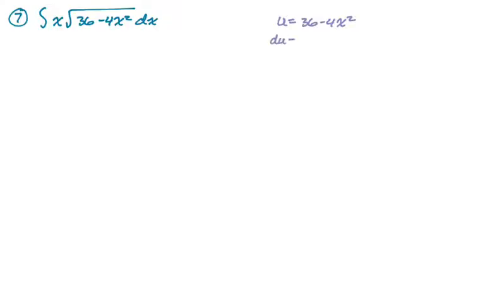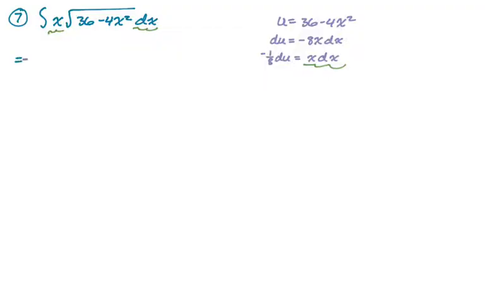So here du is going to be negative 8x dx. So negative 1/8 du is going to be x dx. And this is good because I actually, in the integral, have an x dx, right? Which means I can just make all of that, the x dx, into negative 1/8 du.